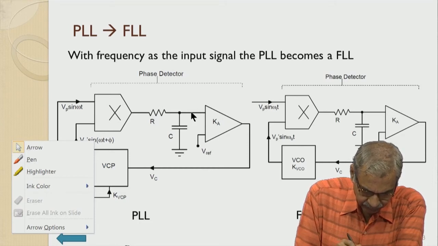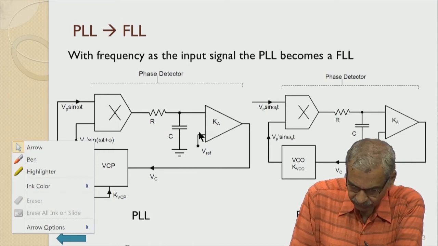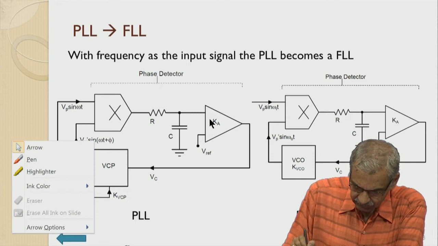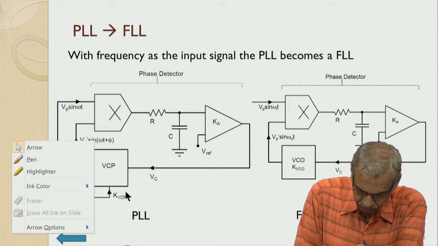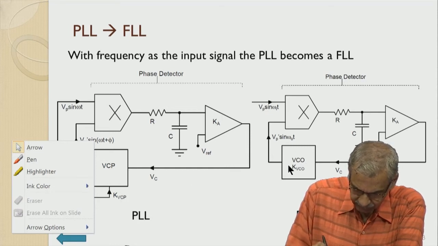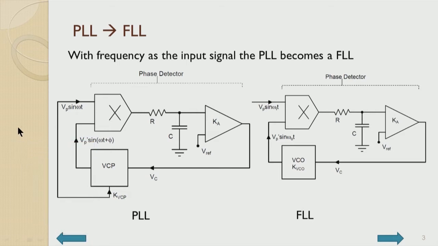If V reference is 0, then we have seen that cos phi, the V average at this point, has to be 0, which means phi should be pi by 2. That aspect is followed here also. So, it is the same topology, except that this voltage controlled phase generator is replaced by a VCO, where KVCO is the sensitivity factor of the VCO, which is now becoming part of the loop gain. So, let us see what happens in this case in terms of understanding the frequency locking.